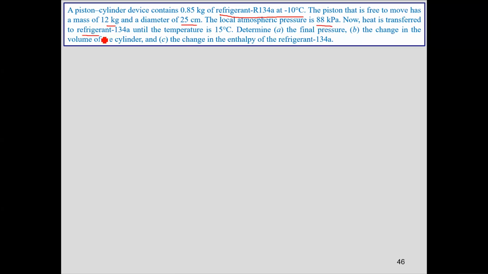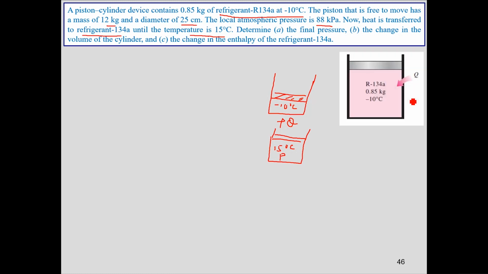Heat is transferred to the refrigerant until the temperature is achieved to be 15 degrees. The first thing you have to do is to determine the final pressure. We said that this is state 1. If this is your state 1 where your refrigerant is at minus 10 degrees centigrade, some heat is being added to your system and your system reaches a new state where the temperature is 15 degrees centigrade and you have to determine the pressure in the cylinder. This is schematic.